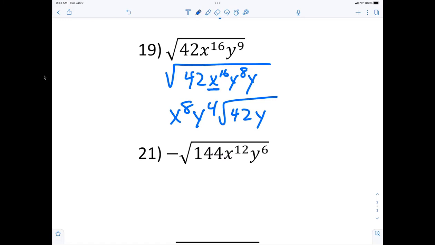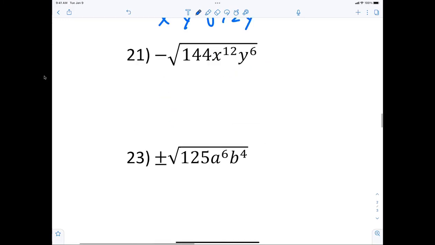All right, everybody should be able to knock out number 21 pretty easily. That's just what? Negative 12 x to the 6th, y to the 3rd. You are brilliant. Negative 12 x to the 6th, y to the 3rd. Anybody have a question with that?